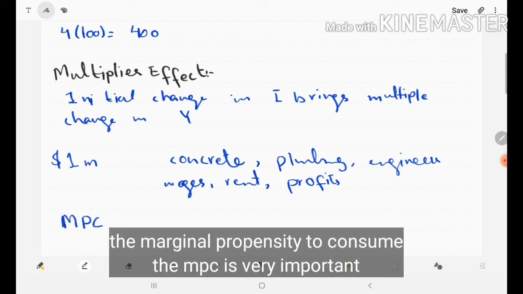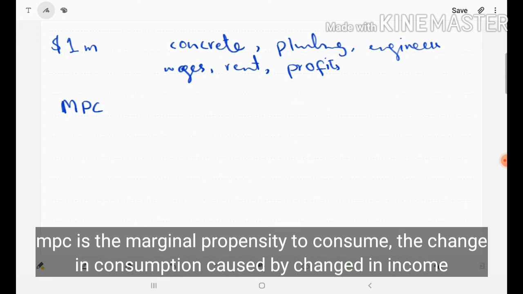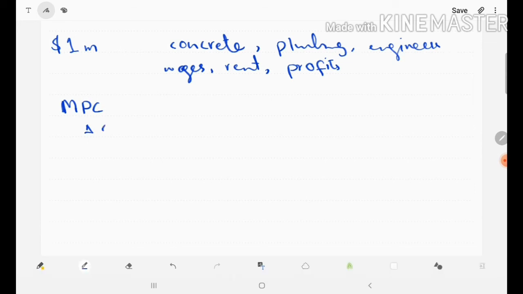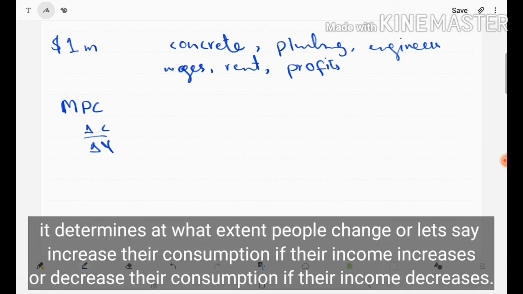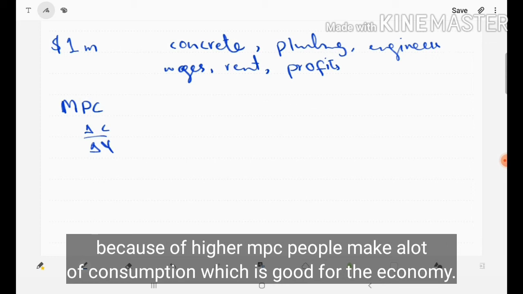the marginal propensity to consume. The MPC is very important in this topic. What is MPC? It is the marginal propensity to consume, the change in consumption which is caused by change in income. It determines to what extent people increase their consumption if their income increases, or decrease their consumption if their income decreases. The higher the MPC, the better, because with a higher MPC people consume a lot, which is good for the economy.